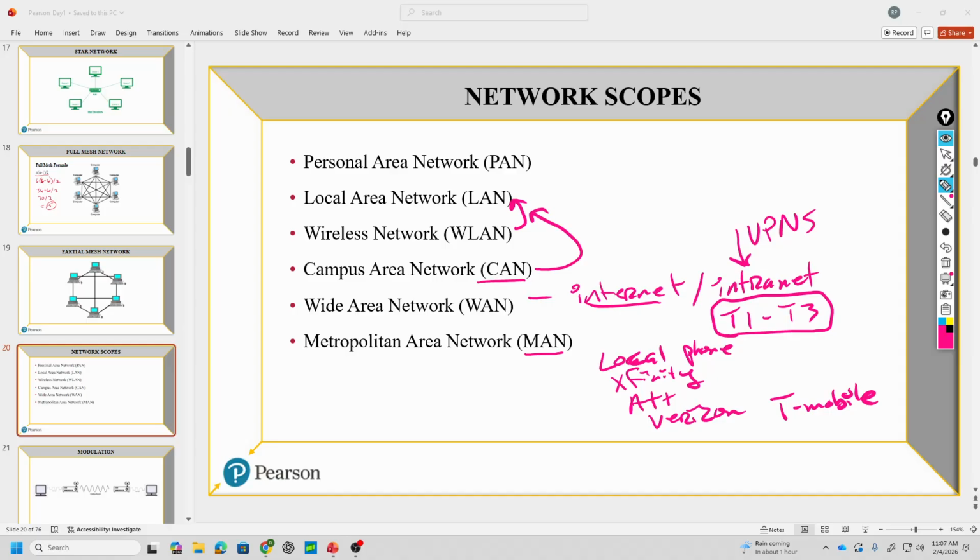Each of these providers has their own separate network that you can purchase their services and connect to. They're all inside of that one city, okay? So each has their network inside of that city, i.e. the metropolitan area, and it's called a metropolitan area network.